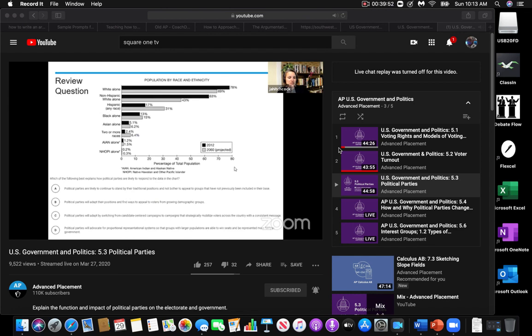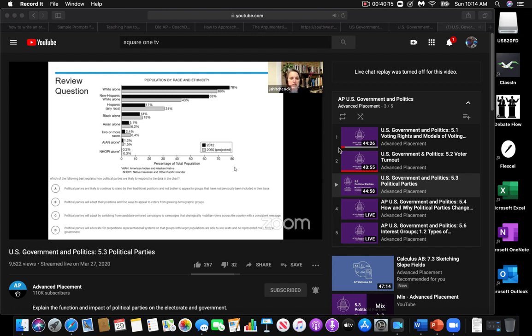All right, look at this one. Which of the following best explains how political parties are likely to respond to the data in the chart? So we're looking at population by race and ethnicity. We're looking at white alone, non-Hispanic white alone, Hispanic, Black, Asian alone, two or more races. We now know why these are broken down so weirdly, like not weirdly, but just we're not comfortable with it, right?